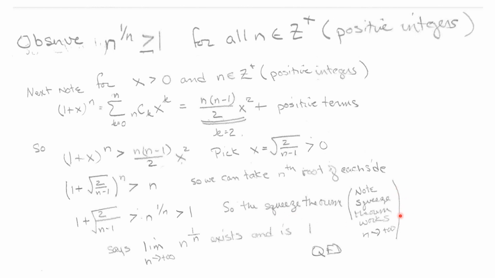And note the squeeze theorem certainly can work for n going to infinity. And so that means that this is caught between 1 and this, which goes to 1 when n goes to infinity. And so that says this limit does exist by the squeeze theorem, and in fact it's equal to 1. Kind of an elegant proof.